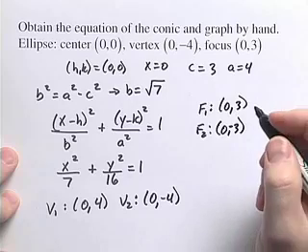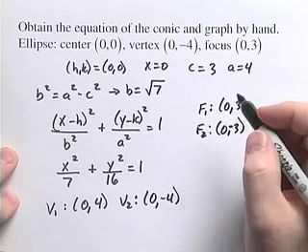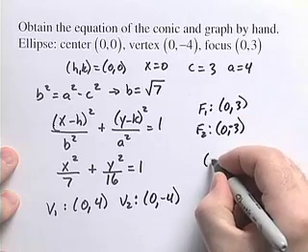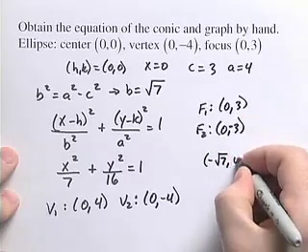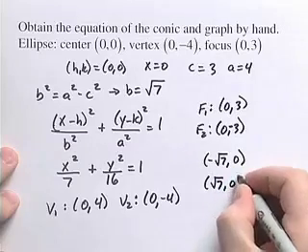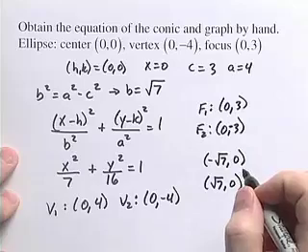Then finally, we can use the value of b. Since b is the square root of 7, we can get 2 points that are to the left and right of the center. So 2 more points on the graph will be (negative square root of 7, 0) and (square root of 7, 0). These would be 2 points that are on our minor axis.